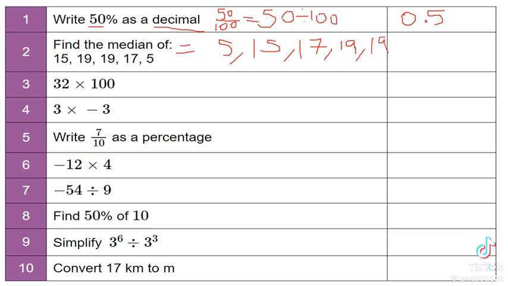And then I'm going to start crossing them off actually. So it's the number in the middle. So cross off on either side. So the median is just equal to 17.